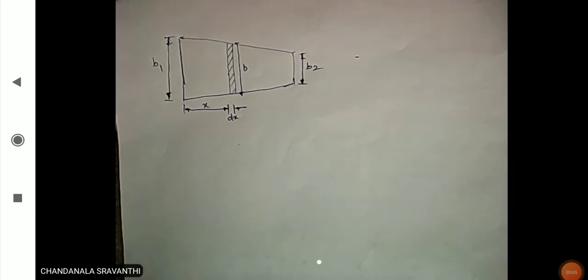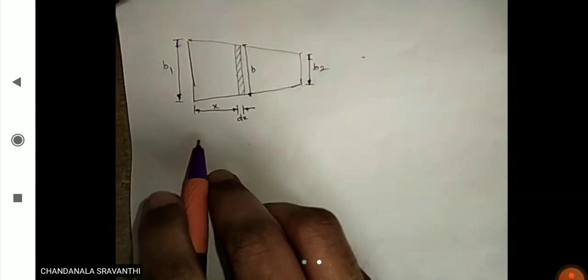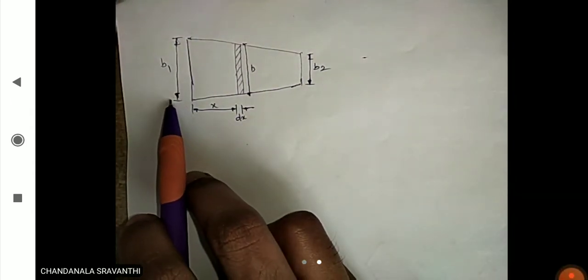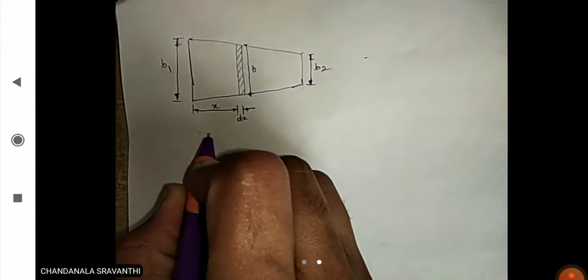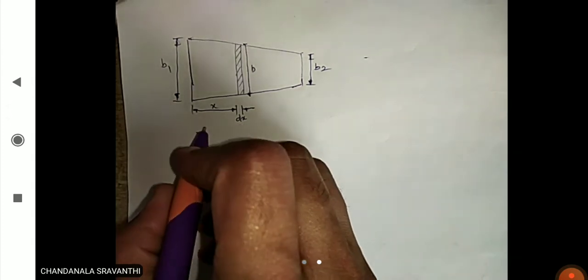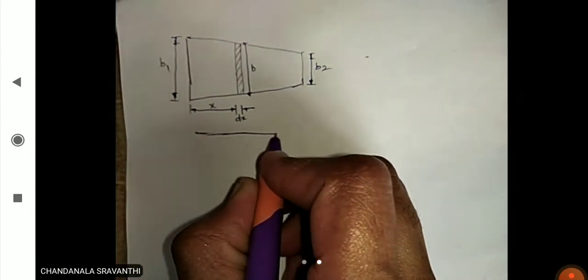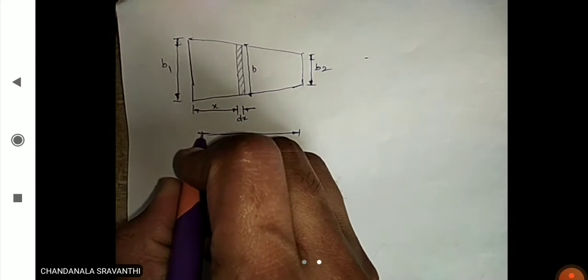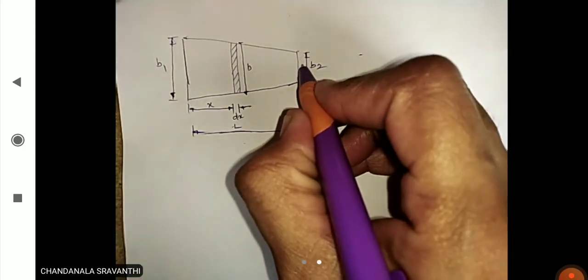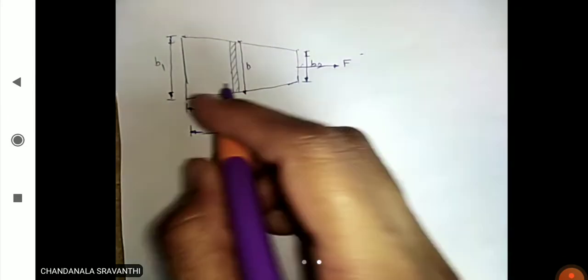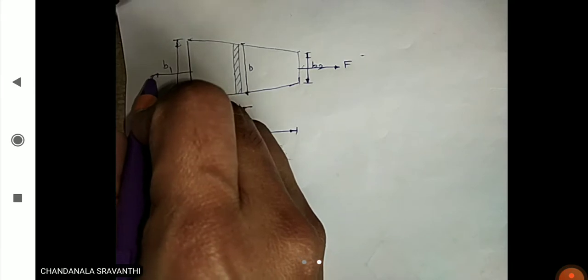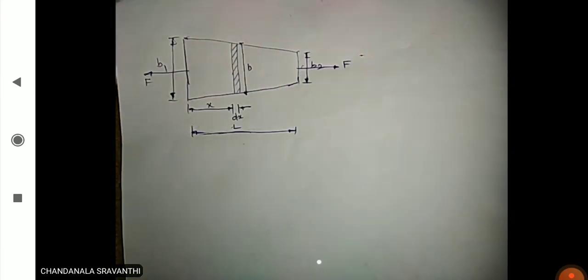So this problem you can see here. This is a bar having thickness B1 at one end and B2 at the other end, and the length of the bar is taken as L, and we need to find out the deformation of this bar. Let us say the force applied on this bar is F, which is a tensile force.